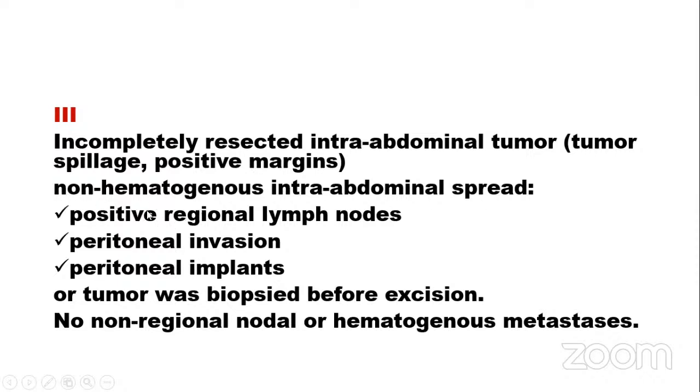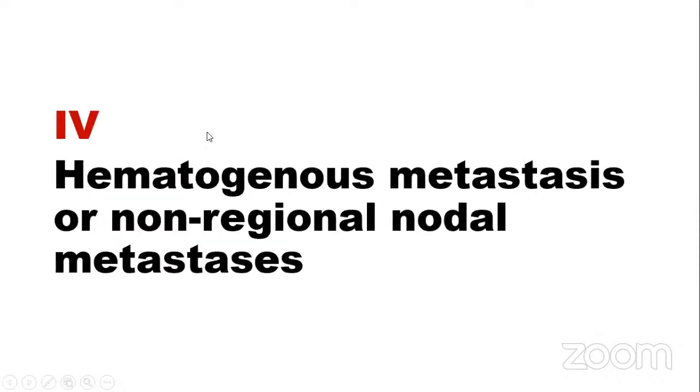So non-hematogenous intraperitoneal spread is stage 3, which includes incompletely resected intra-abdominal tumor, tumor spill with positive margins, or tumor biopsied before excision, with no non-regional nodal or hematogenous metastasis. So we have just peritoneal metastasis. This is stage 3. Stage 4 is metastasis: hematogenous or non-regional nodal metastasis.